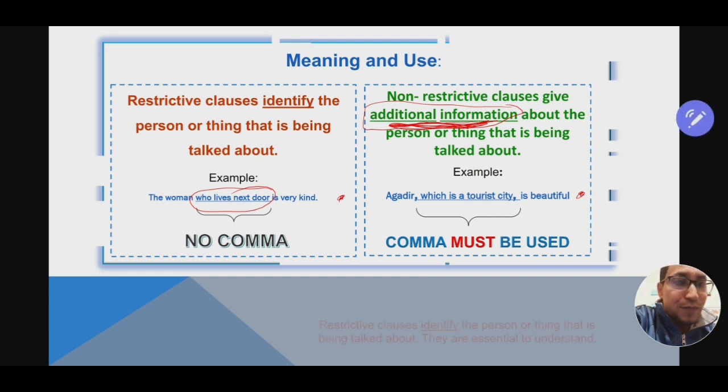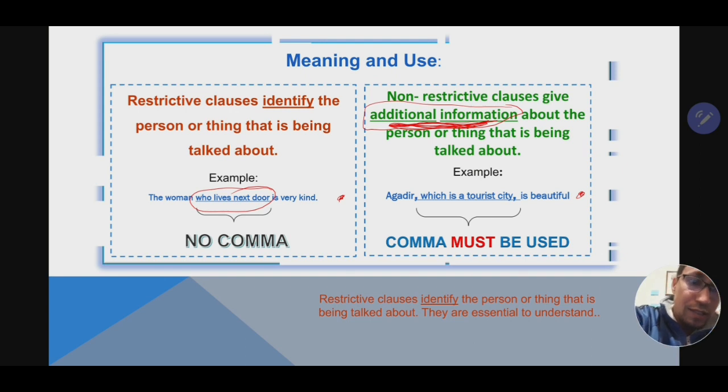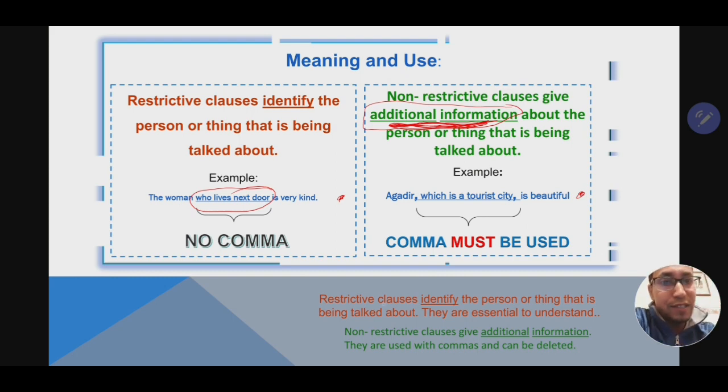And this is now the rules which you should remember. Restrictive clauses identify the person or thing that is being talked about. They are essential to understand. While non-restrictive clauses, in green color, if you notice, this is for this and this is for this. Non-restrictive clauses give additional information. They are used with commas and can be deleted because they're not important. Okay?